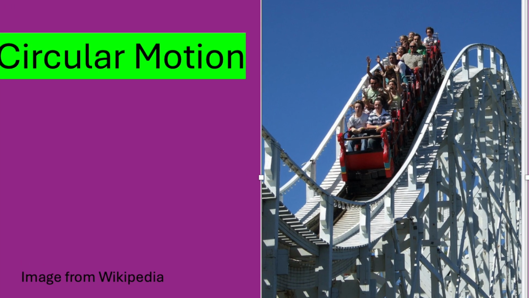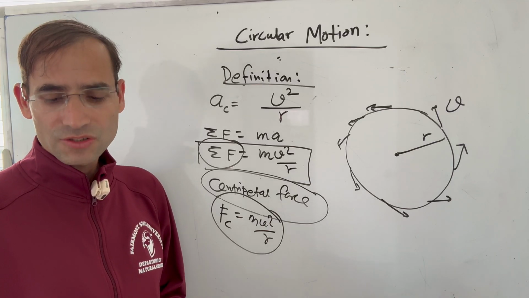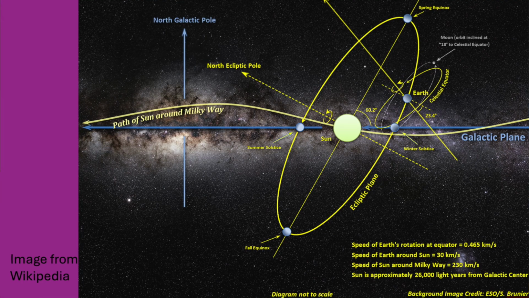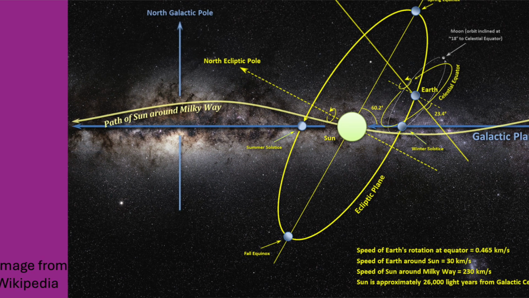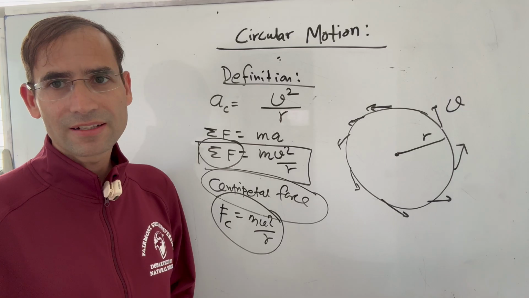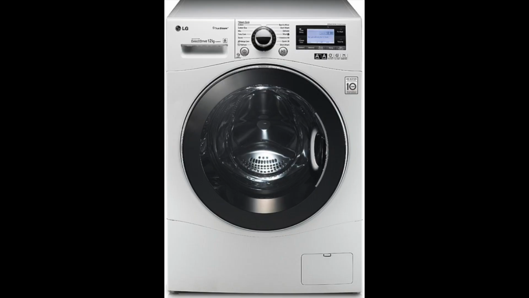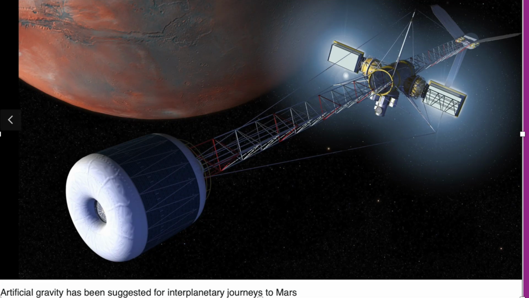So like a spinning swing or a roller coaster loop, that is also another example of circular motion. Earth orbiting around the sun is another example of circular motion. The washing machine spin cycle, you can see that. That is also the centripetal force pushing clothes toward the drum center, right? That is also circular motion.